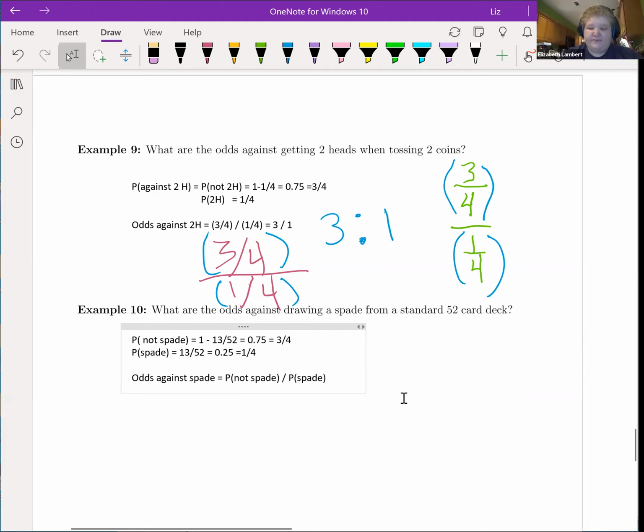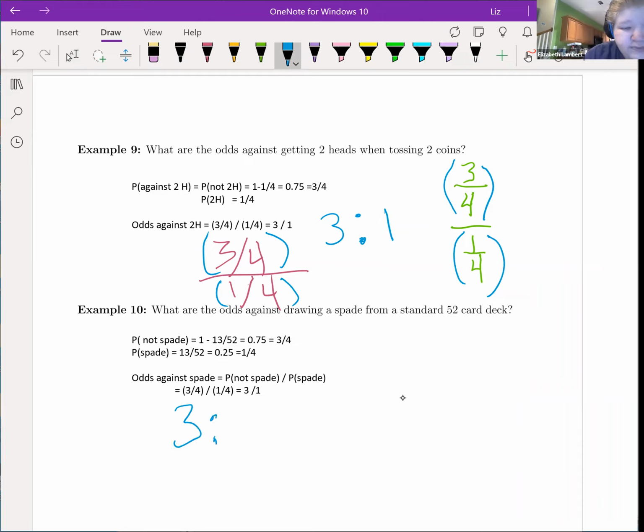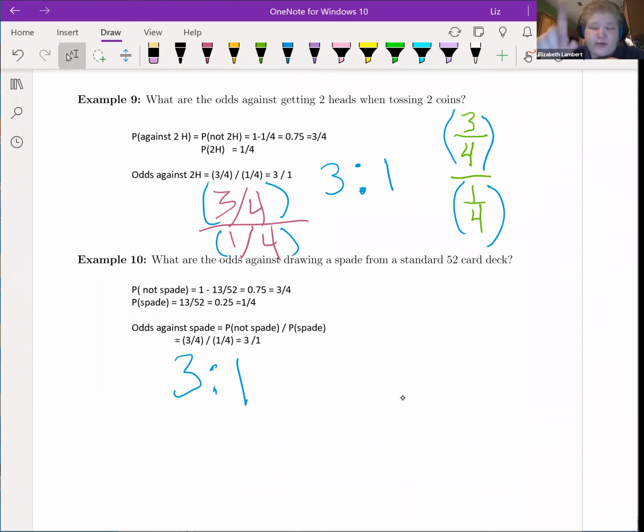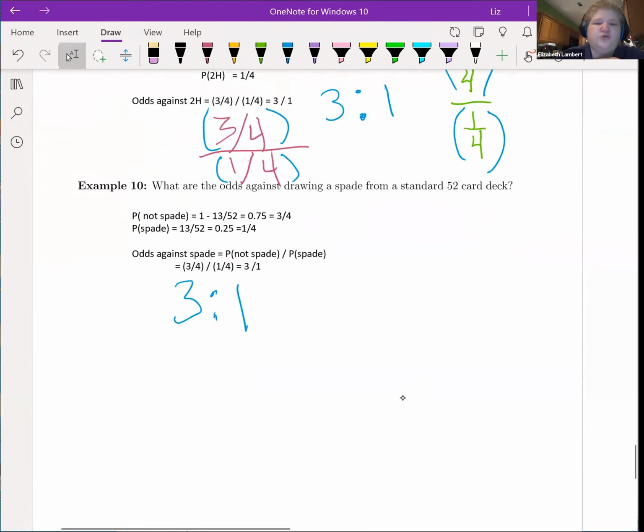So our odds then, the not spade was 3/4. The yes spade was 1/4. And again, that is going to simplify to 3, and then I'm going to type in the over one, or we could write that as 3-1 odds. So the probability of getting two heads is the same as the probability of getting a spade. They happen 1 out of 4 times. So the odds against are 3-1. So this is a good example because we had that to one part that you have to remember that you have to put in. It won't tell you, tricksy math.